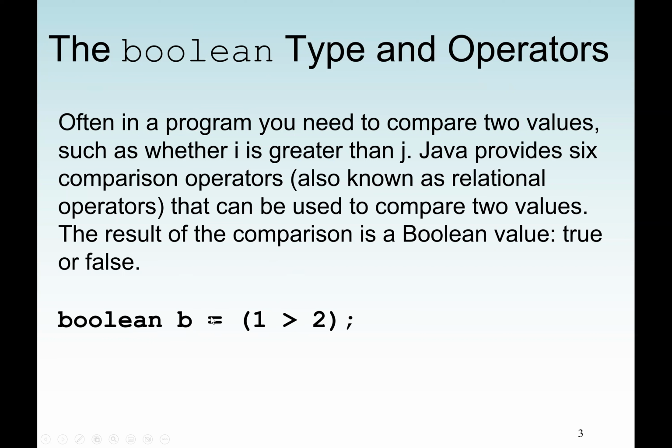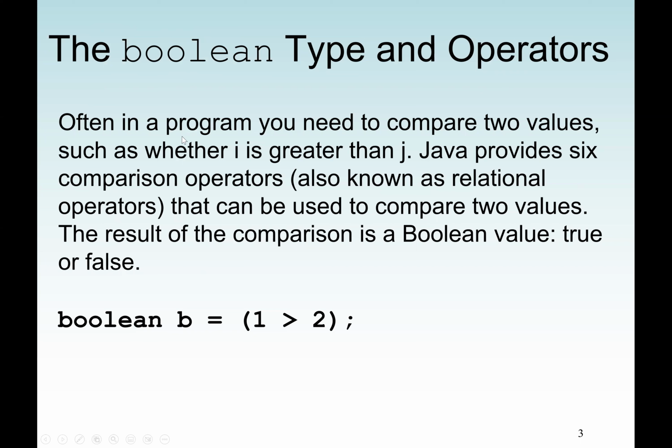As we know, again, one equal sign means assignment operator. So what we are doing here with the relational operator greater than is testing a condition, if 1 is greater than 2. In this case, the answer will be false. So we are going to assign false to variable B because variable B's data type is boolean.